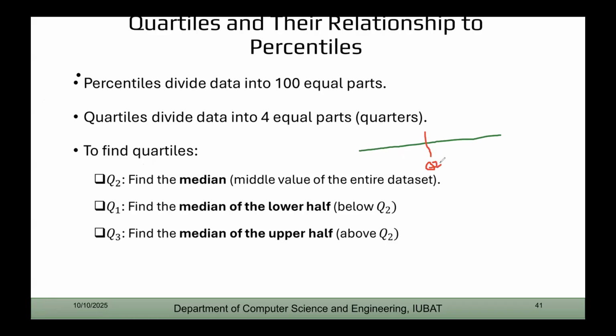Okay, now we have divided our entire data set into 2 parts, right? Now find the median of the lower half, below Q2. So now we need to find the middle of the first portion, the lower portion, all the data below Q2. This is the middle, right? So this we call Q1.